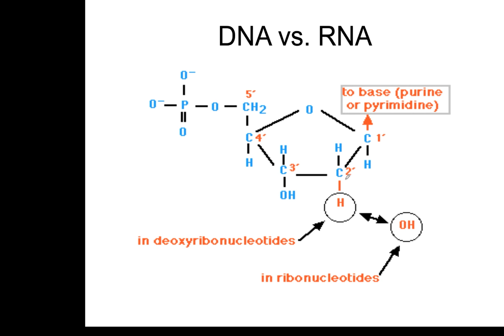For RNA, the second carbon of the pentose sugar has oxygen, a hydroxyl group rather than hydrogen. So here is oxygen. We get rid of deoxy and just say ribonucleotide, ribonucleic acid. So that is the main difference, based on sugar structure.